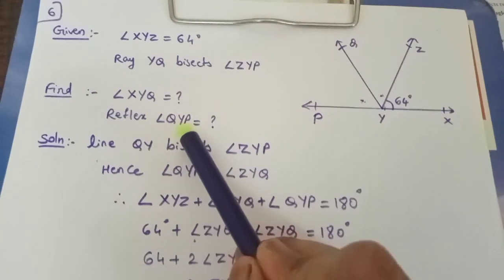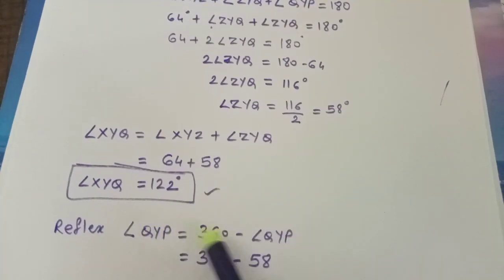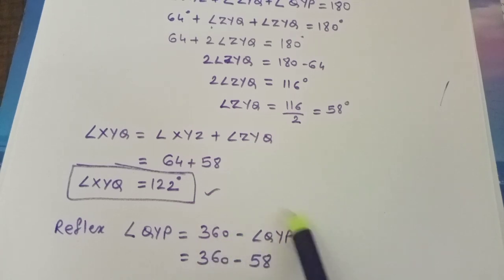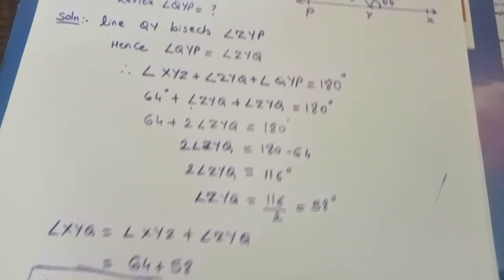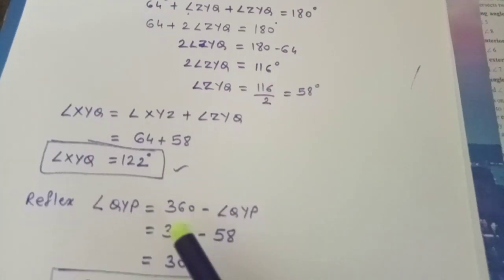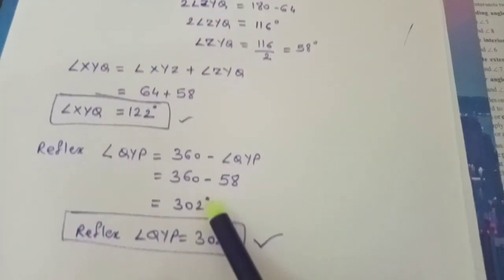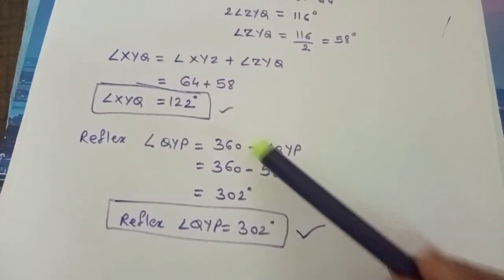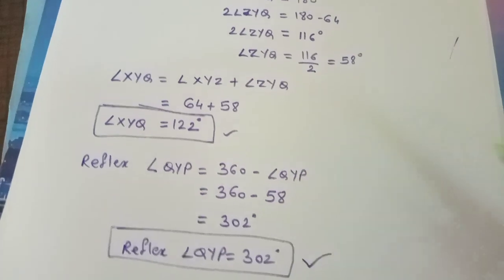And for reflex angle QYP, what you will do? You will subtract this angle from 360. So 360 minus angle QYP. And QYP is what? It is again 58. So 360 minus 58 is 302. So reflex angle QYP is 302 degrees. So these are the two solutions for this sum.